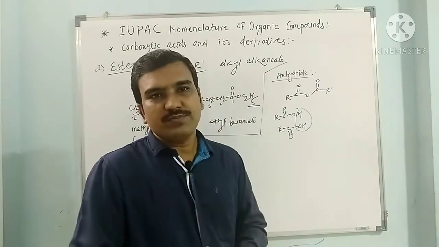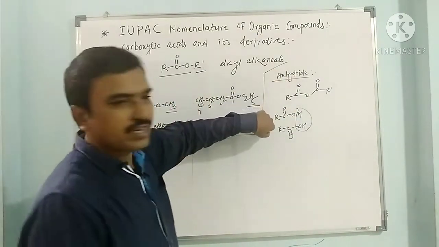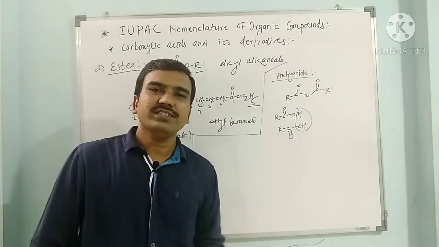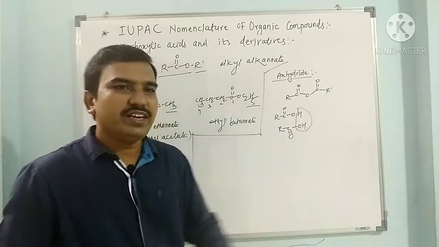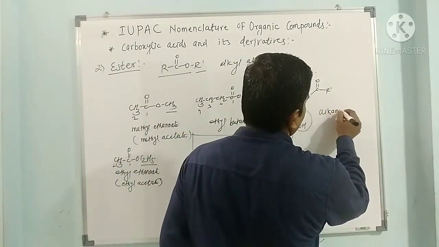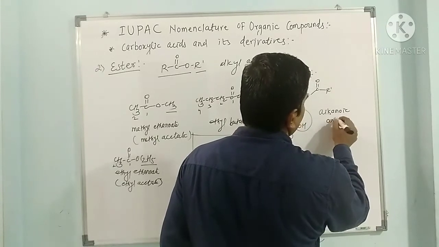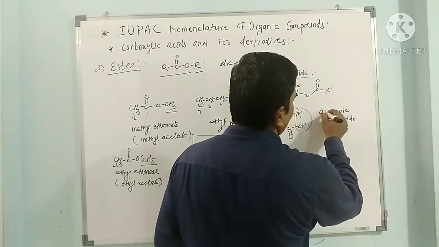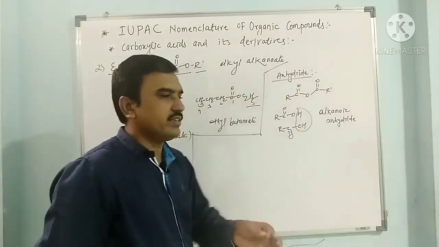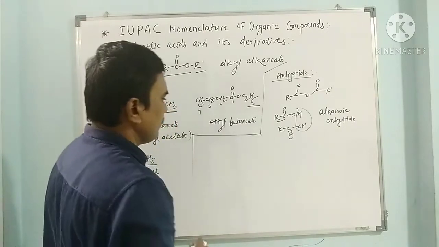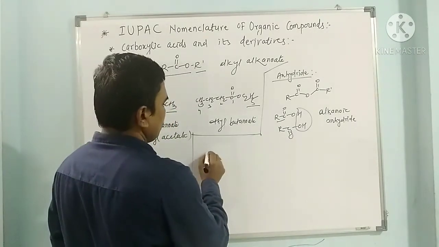So how are these named? As these are formed from carboxylic acids, and we name carboxylic acids as alkanoic acids, these are called alkanoic anhydrides. Count the number of carbons here and give the name according to the number of carbons.